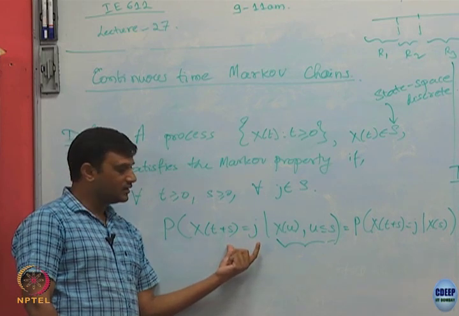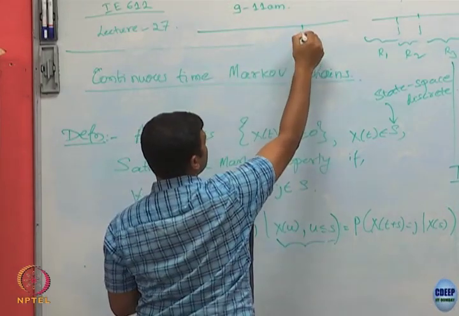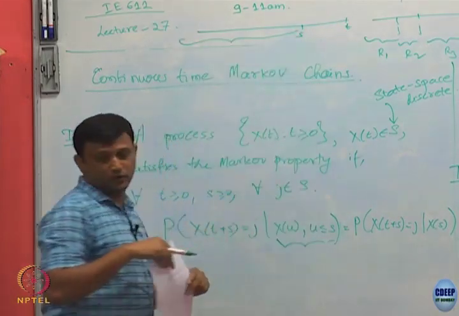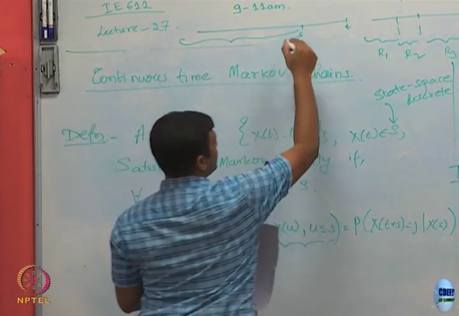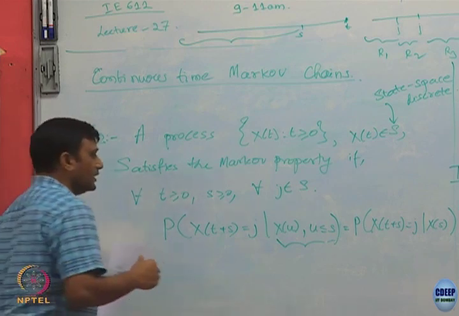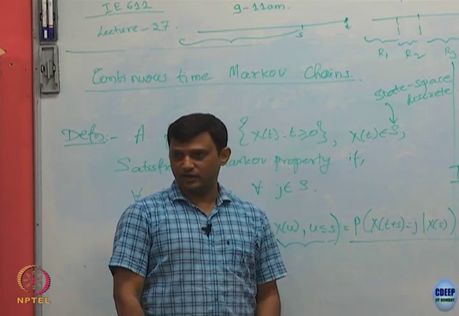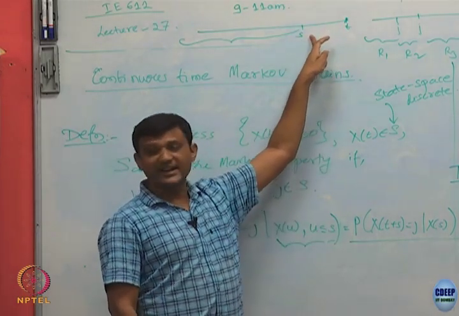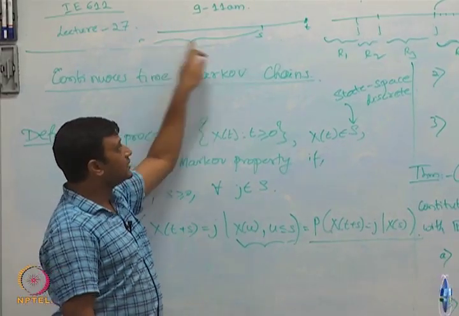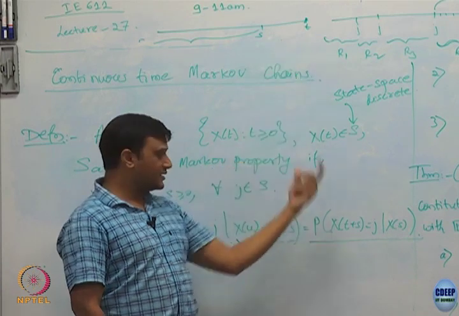So, like this, your process is taking values continuously; this is S and let us say this is T. Your process is taking values continuously and you have been given your process all the way up to time S. And now, from this, you want to know what value your process is going to take at time S plus T. This probability only depends on the value your process has taken at time S. I really do not care about all this before time S. Only if you are going to look at something beyond S, I only need to know what has happened at time S. And this is what this is telling.